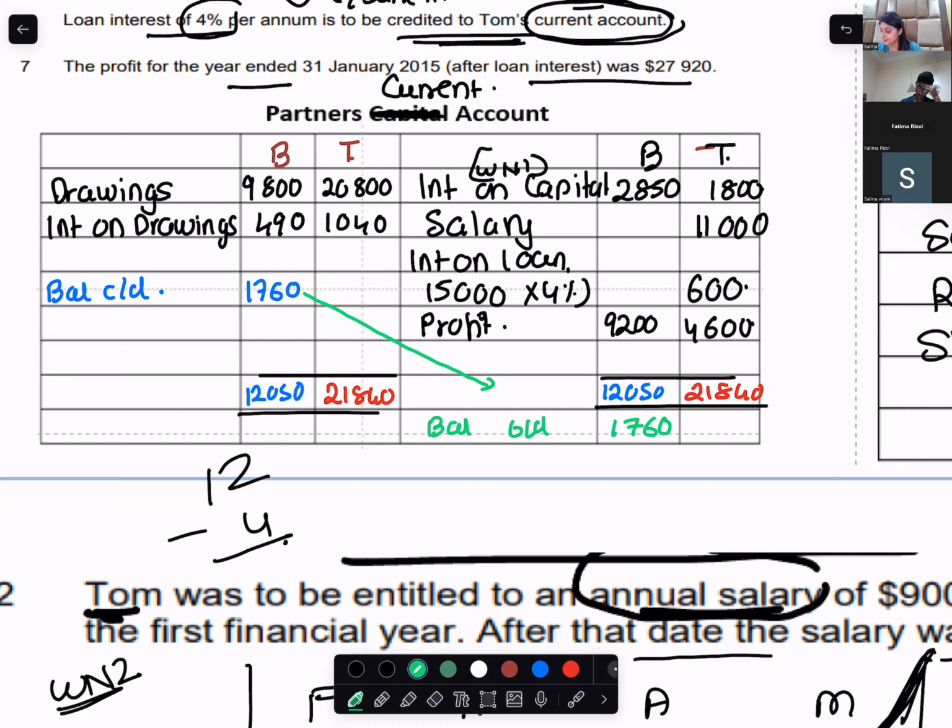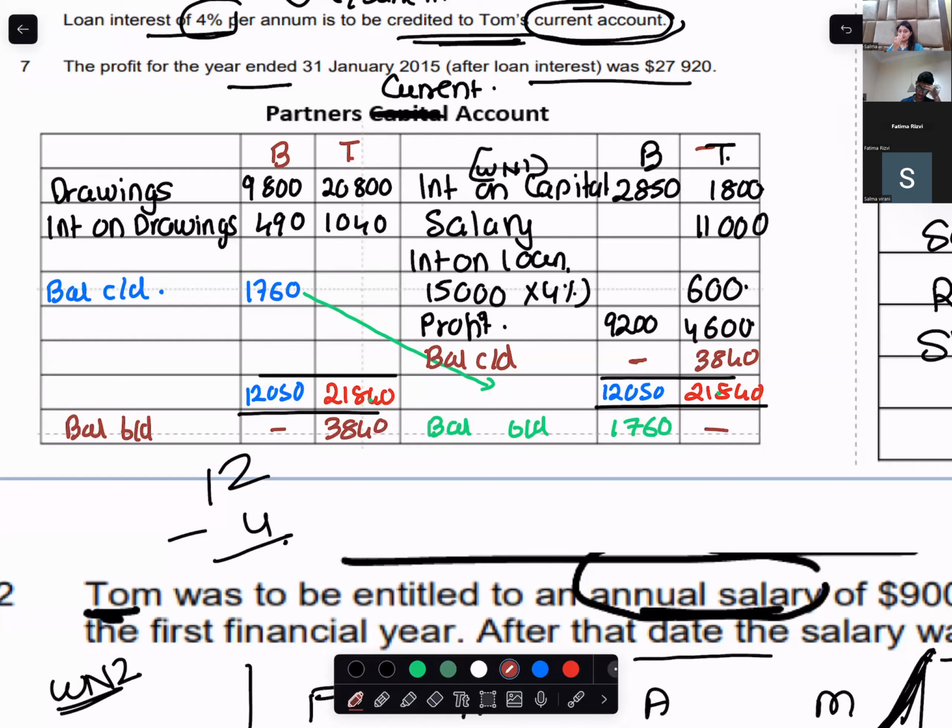For Ben, the credit was more. And for Tom, the debit is more. So the balance close down will come here. 21,840 minus 1,800 minus 11,000 minus 600 minus 4,600. So this is 3,840. And balance begin down for Tom is 3,840.